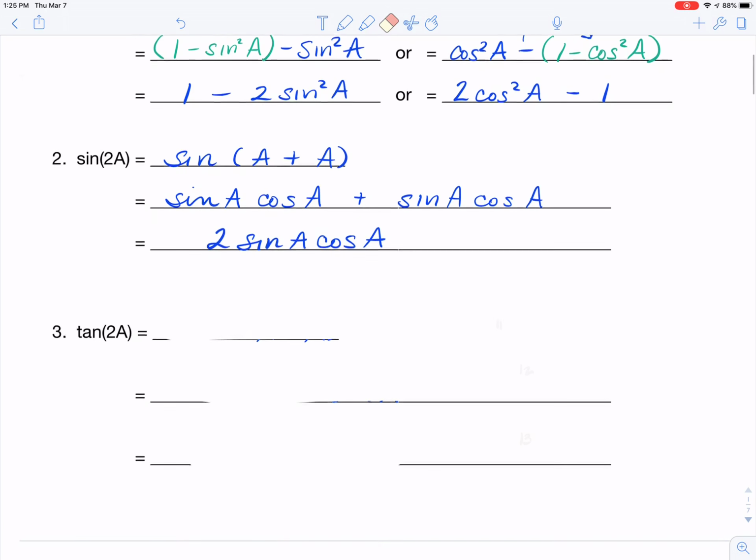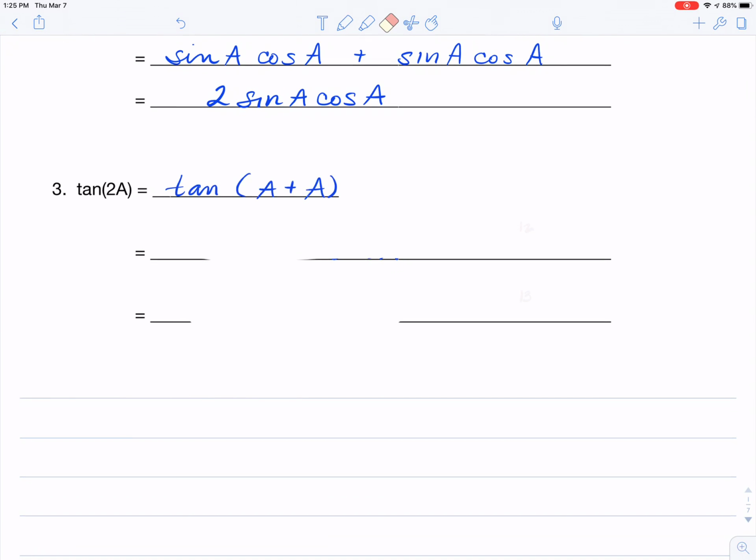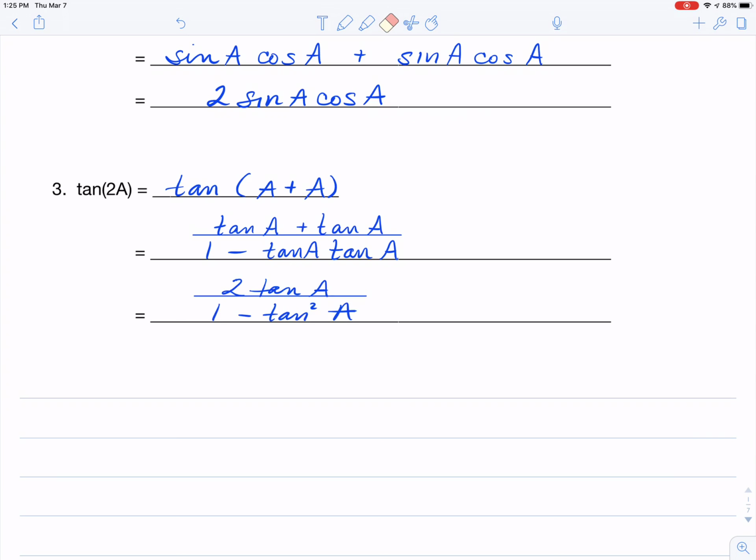Last but not least, let's look at the tangent double angle. So same as we did with the other ones, we can say that that's the tangent of angle A plus angle A. And then we can use our tangent sum identity. And the tangent sum identity would be tan plus tan all over 1 minus tan tan. And then we can simplify that. So up on top, these are like terms, so I can add those. And down on bottom, I'm multiplying 2 identical things. And so I'll have 2 times the tangent of A all over 1 minus tangent squared of A.